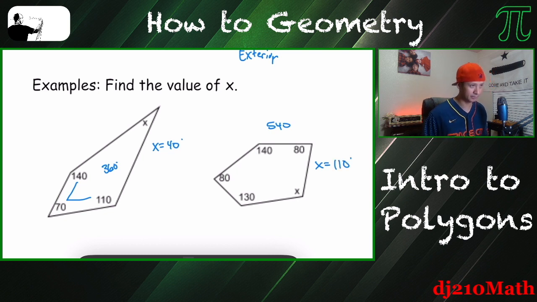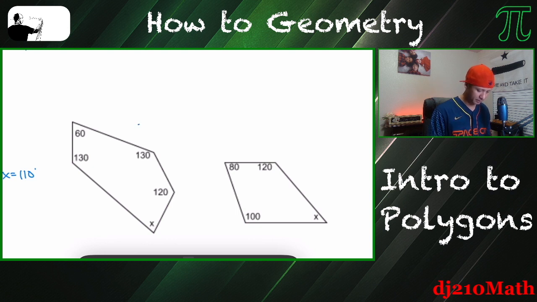110 degrees. Another five-sided shape. So 540 degrees, 5 sides. So 540 minus 60, 130, 130, and 120. X is equal to 100 degrees. And the last example, again, 360 degrees because it's a quadrilateral, 4 sides. So 360 minus 80 minus 120 minus 100. X is equal to 60.